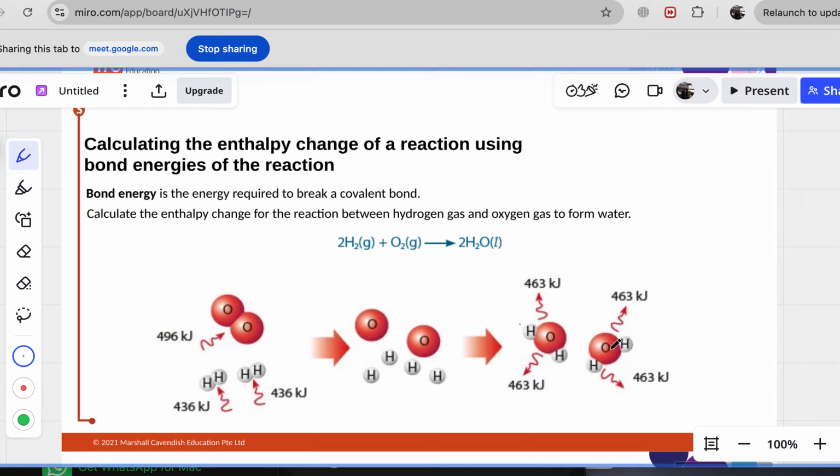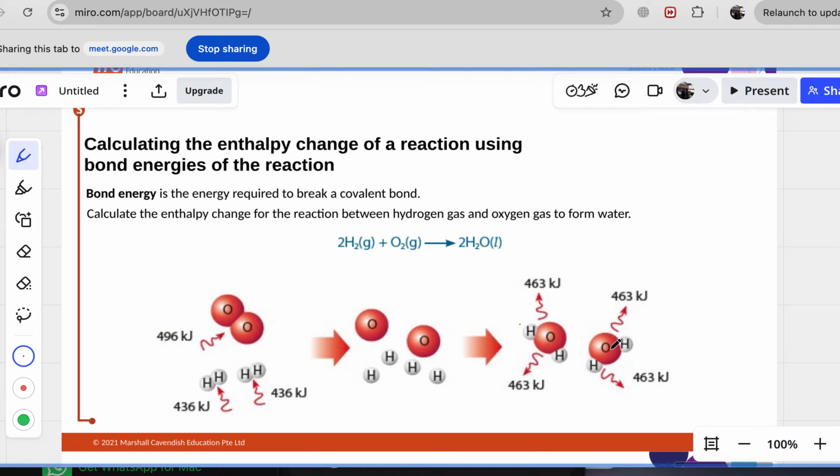Now, like I told you, they will give you a table of values. Now, let's take a look at the table. Say, calculate the enthalpy change for the reaction between hydrogen gas and oxygen gas to form water. Calculate it. Now, they will give you H to H.